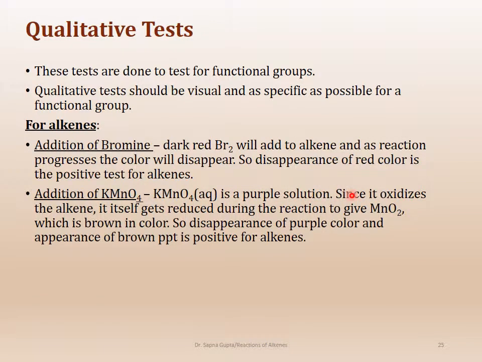When you add that to an alkene, it will oxidize the alkene. And if it is oxidizing the alkene, it itself is getting reduced during the process. The product that you get is MnO2, because two of the oxygens have gone to the alkene. And so it will give MnO2, which is manganese dioxide, and that is also brown in color. Not only brown, it is also a precipitate. So at the end of the reaction, you will see a brown precipitate and disappearance of the purple color. That is your positive for alkene. So these two reactions are very useful, not only in the lab, but also in solving some questions.